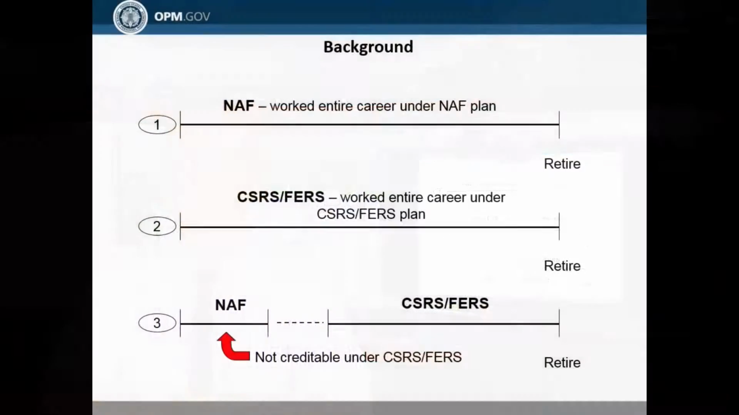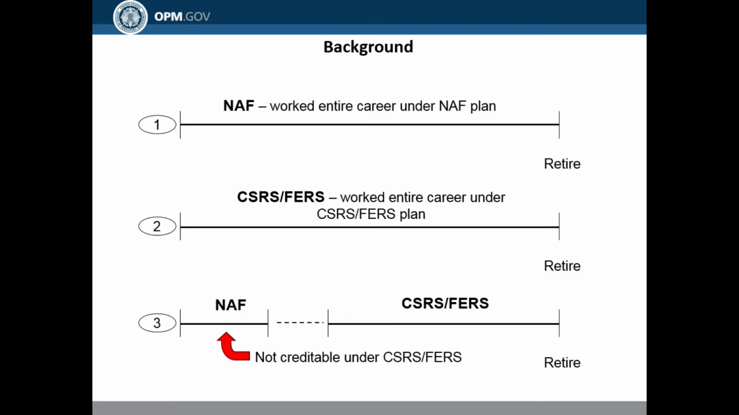Okay, so it would be really simple if everybody who began in a NAF retirement plan stayed in a NAF retirement plan and retired from that NAF retirement plan, or they were covered under either CSRS or FERS, and stayed in CSRS or FERS until they retired. That would make life really simple. We wouldn't need all these public laws. However, that's not the reality of the world.